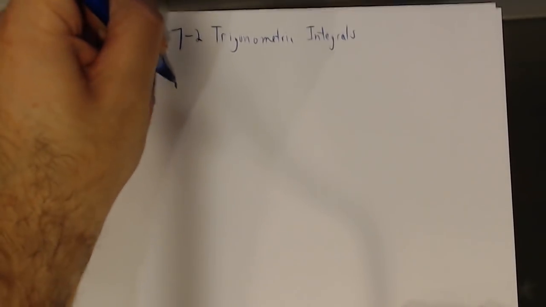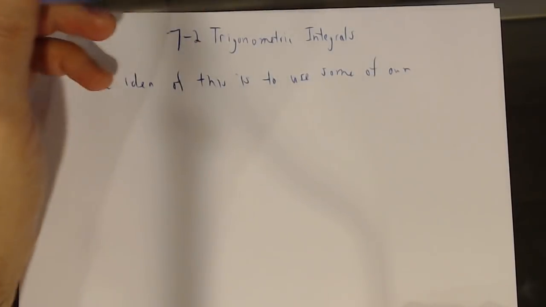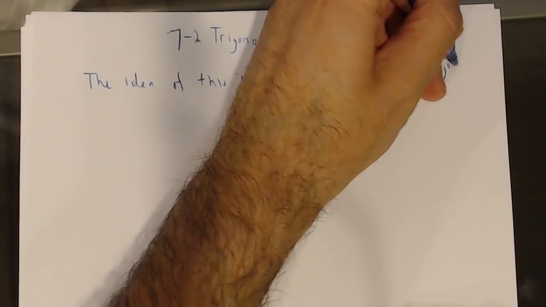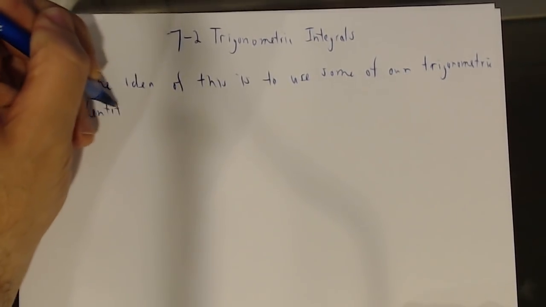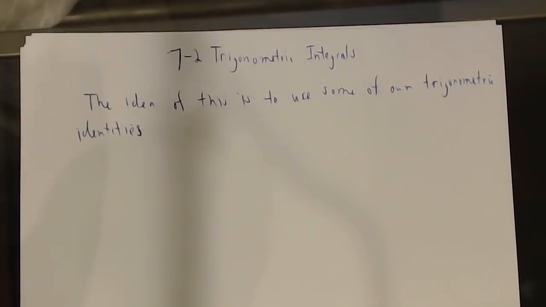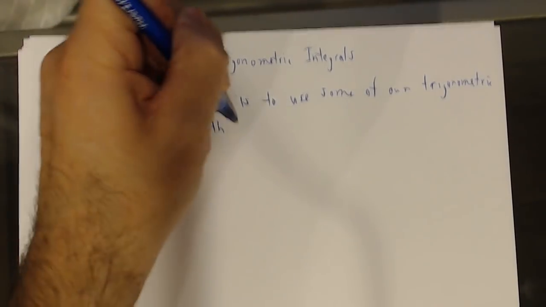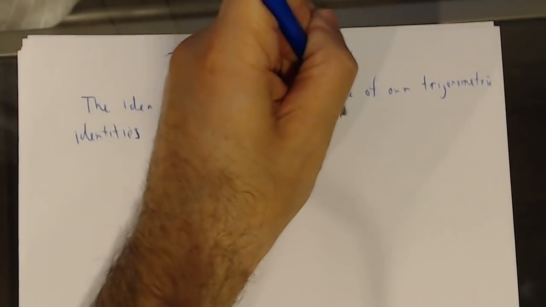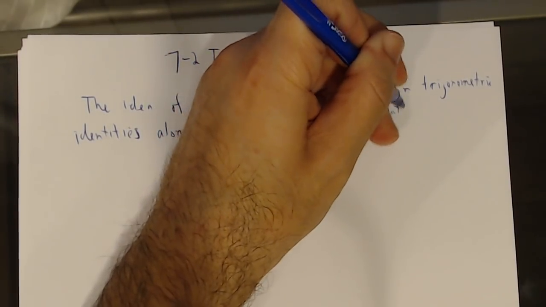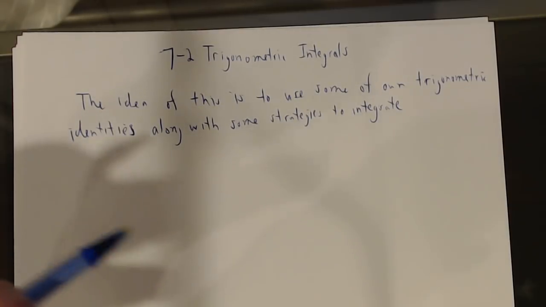So the idea of this section is to use some of our trigonometric identities along with some strategies to integrate. So what you're going to notice is you're going to have trig integrals, except it's going to be trig integrals where we'd have to manipulate them in order for us to be able to find its antiderivative.